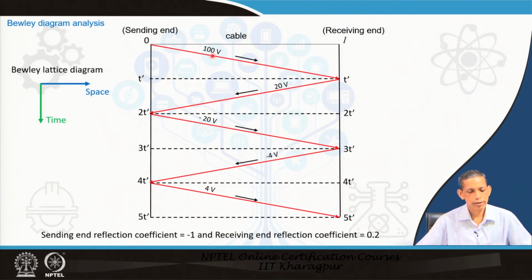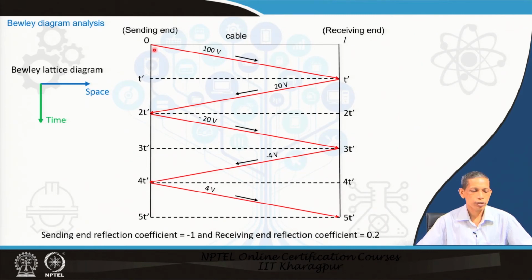So, the step voltage travelling wave will go to this point, and then it will be reflected with the 0.2 coefficient that we have calculated here. 0.2 means only 20 volt will come, and here we have a -1 coefficient. So, whatever comes goes with a phase change. So, that will be minus 20 volt without any magnitude change, and here again multiplication by 0.2 gives minus 4 volt, and then with the phase change with -1, 4 volt, and like this it continues.